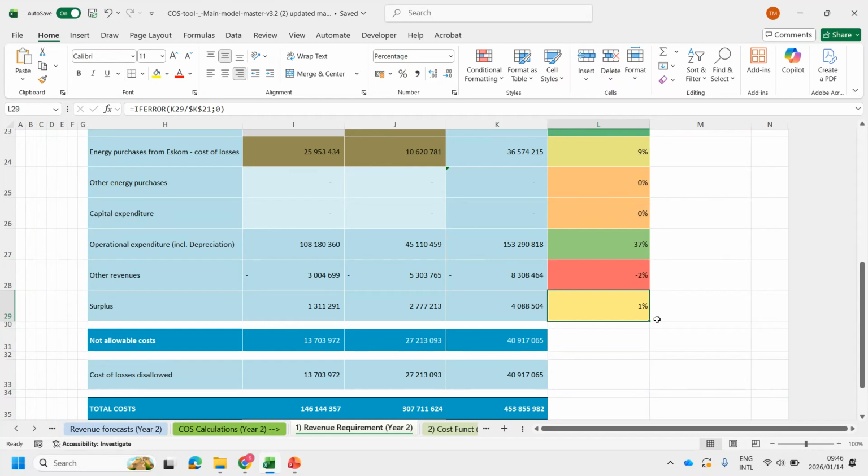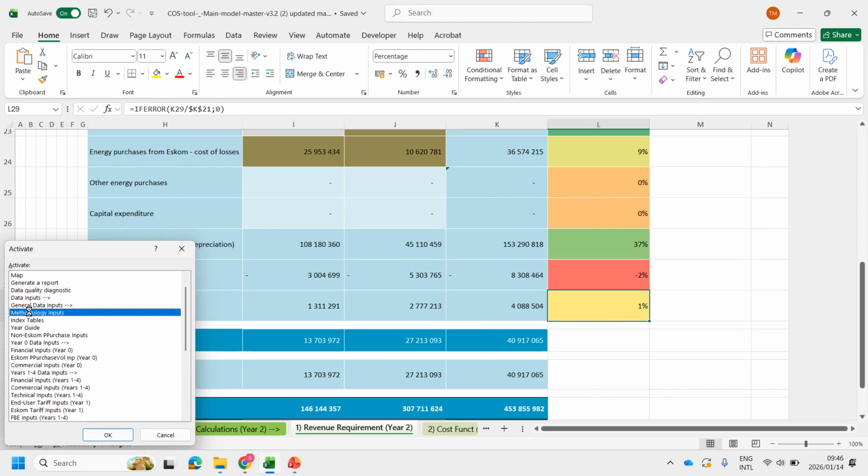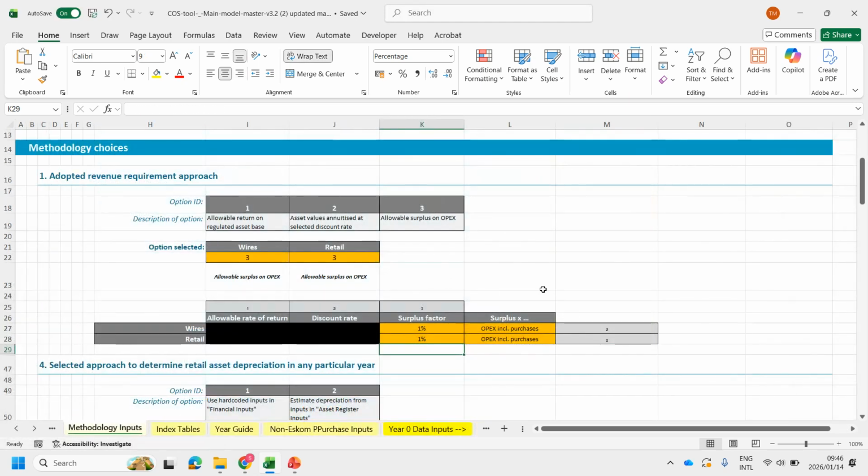So to correct this, I'll come here at the bottom between these 2 arrows. I'll right click in one of them and then I'll see the list of the sheets that I have. So I go up until I find methodology inputs. In the methodology inputs sheet around column K, between rows 27 and 28, I can correct my surplus factor. At the moment, it's sitting at 1%, so I can choose 10%.